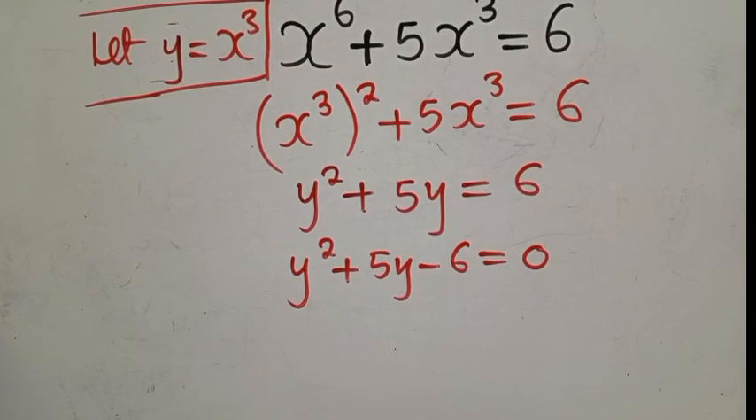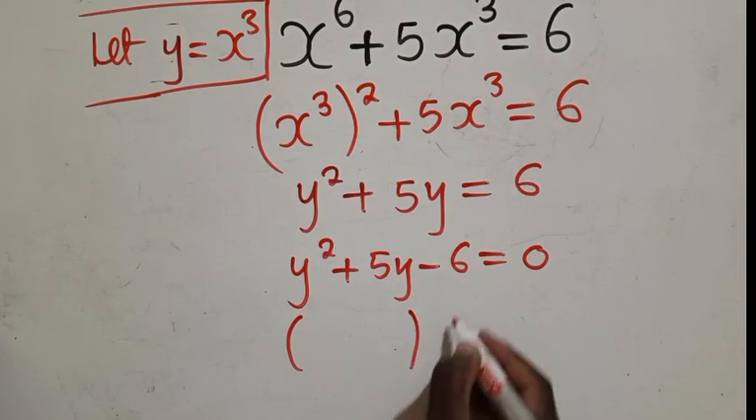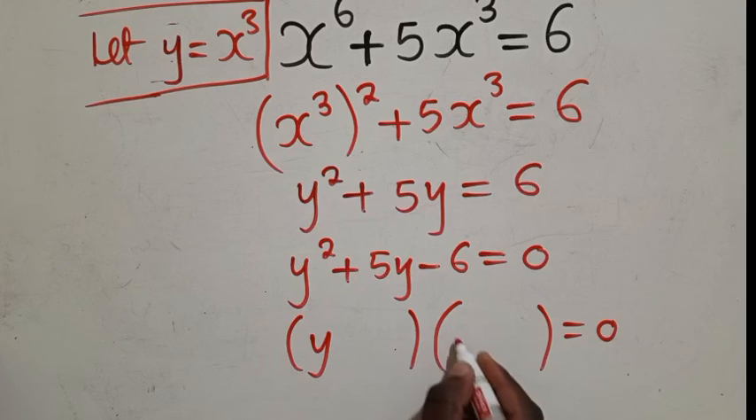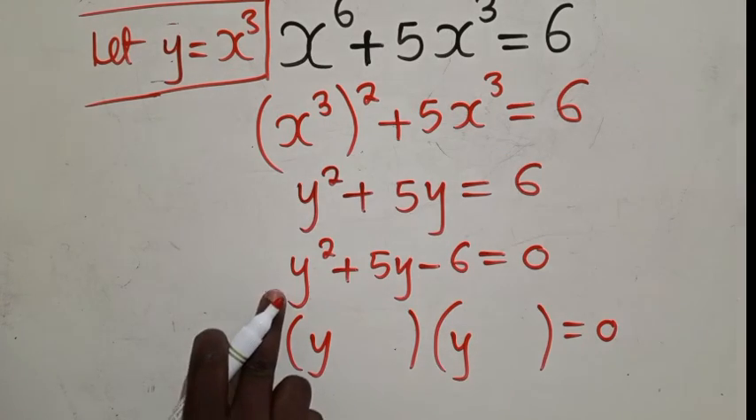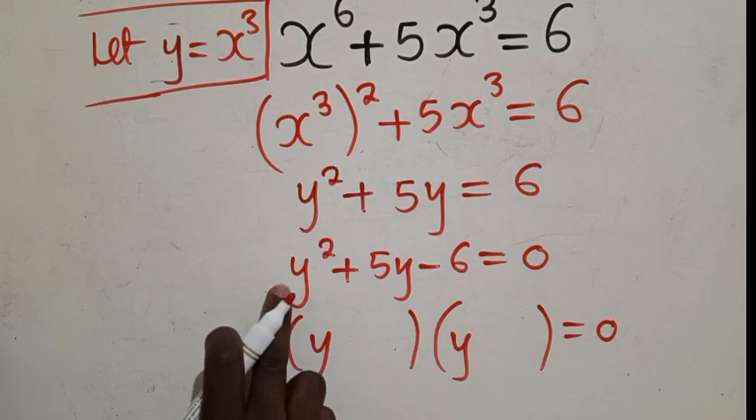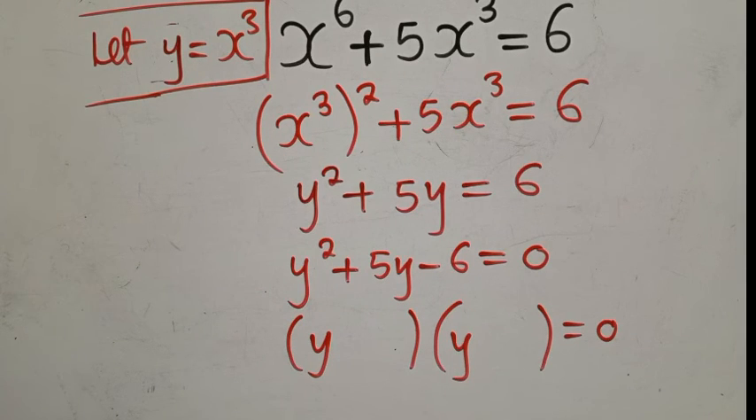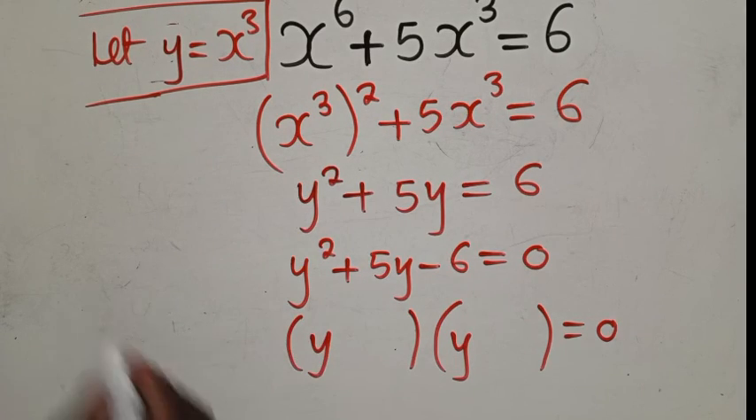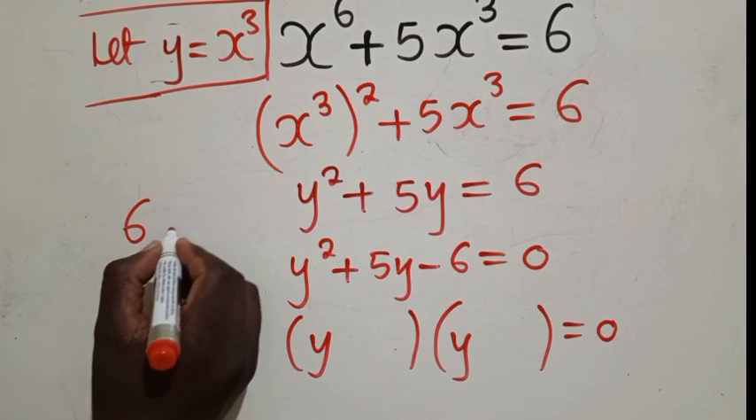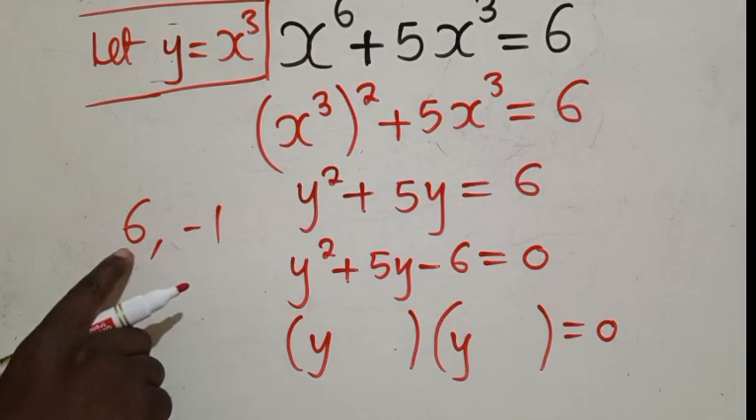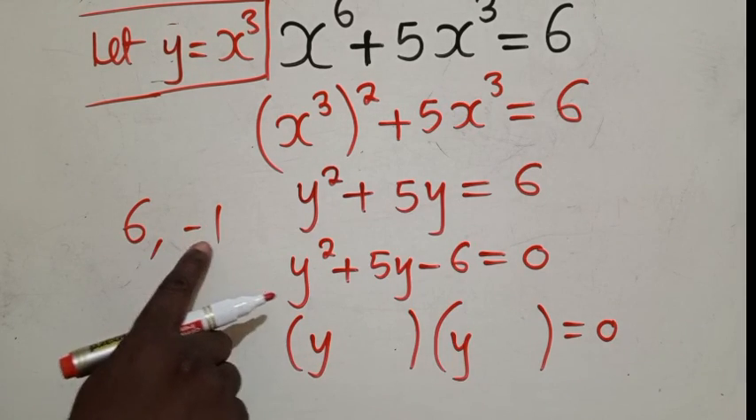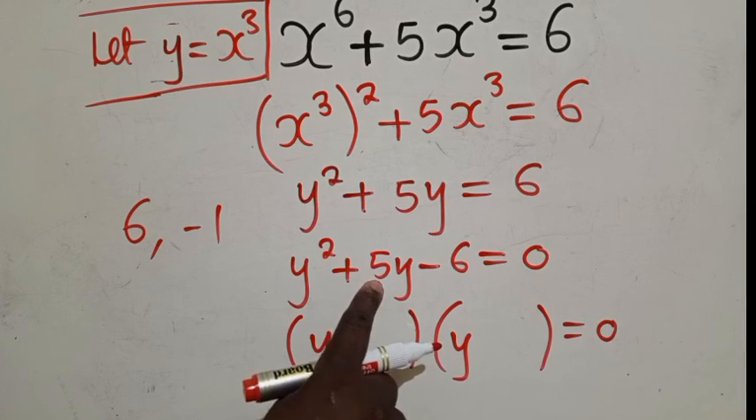We are going to solve this quadratic equation by the factorization method. So I'll write it like this, equal to 0. I'm going to write a y here and a y here, since it's just y squared. So this y and this y will give me y squared. Then I think about two numbers such that when I multiply them, they give me negative 6, and when I add them, they give me 5. Those two numbers are 6 and negative 1, because 6 times negative 1 is negative 6, and 6 plus negative 1 is 5.